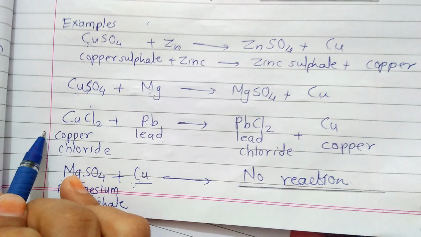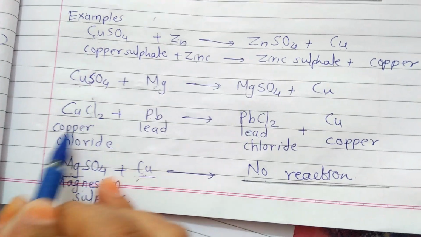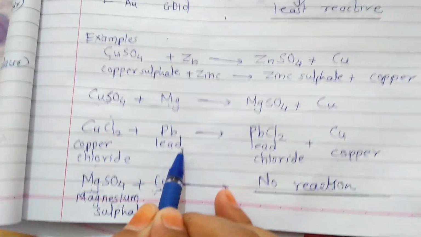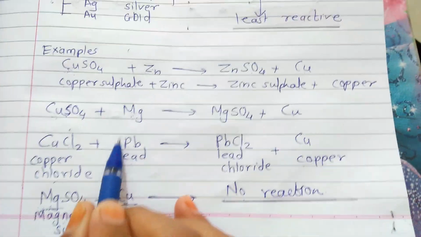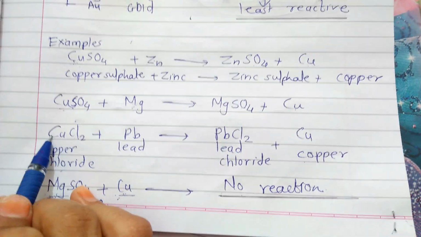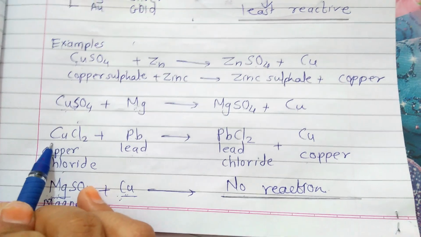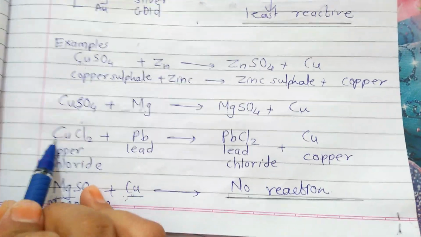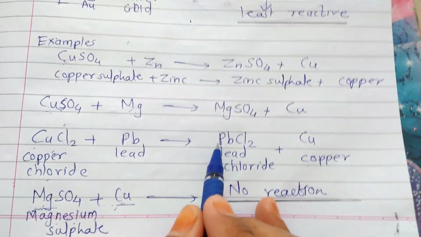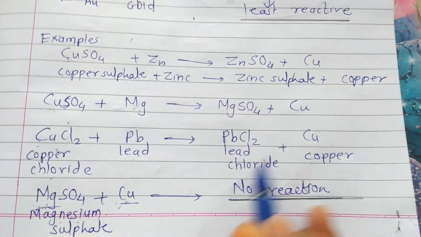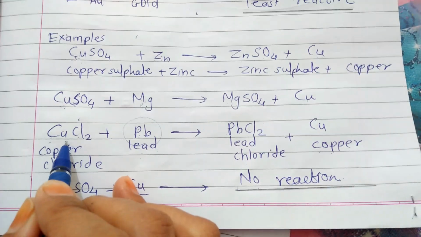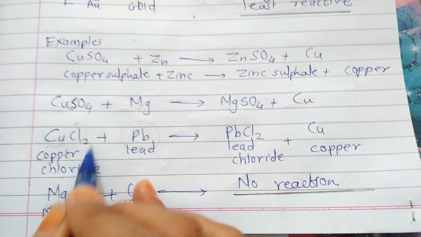In the third example, CuCl2, which is copper chloride, reacts with lead. Lead is the common name; the actual name is plumbum, so the symbol is Pb. Lead is more reactive than copper, and copper is in the solution form. So lead displaces the copper from its solution to form two products, PbCl2, lead chloride, plus copper. Since lead is more reactive, it can displace copper from its solution.